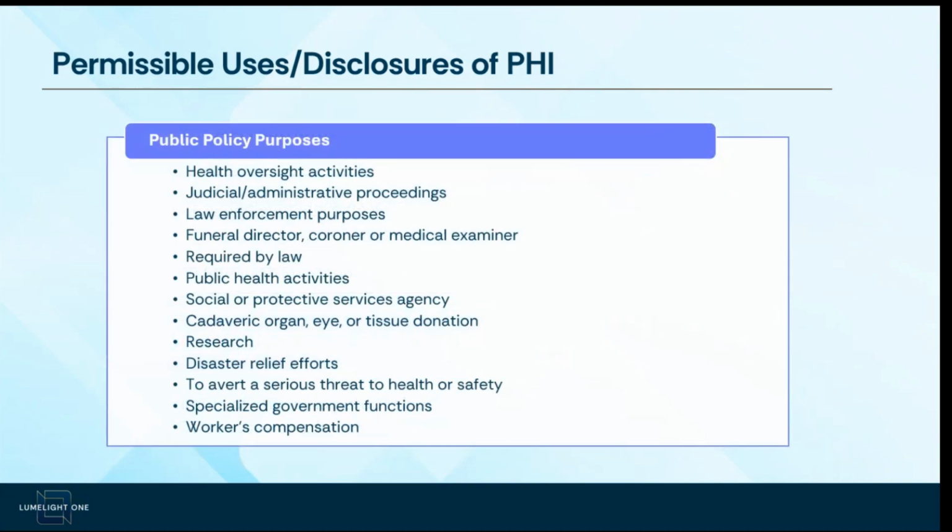The third category of permissible use or disclosure will be for public policy related purposes. This category includes uses of PHI that legislators deem necessary for the broader scope of enforcing the law or protecting individuals, and includes the 12 specific purposes listed here.